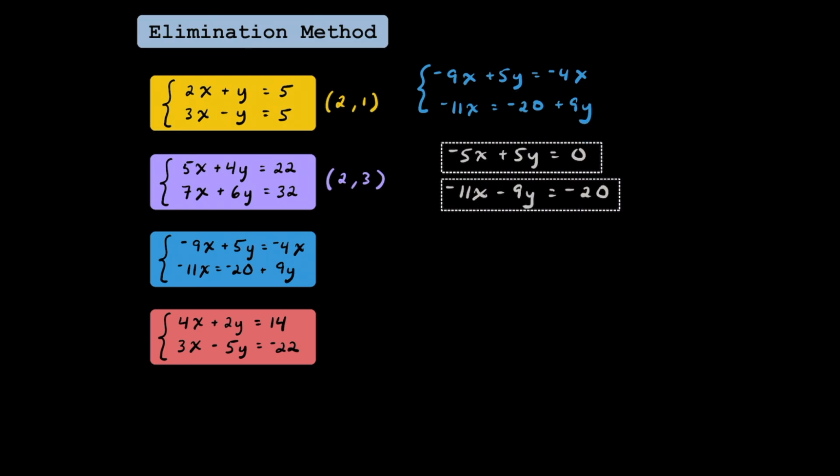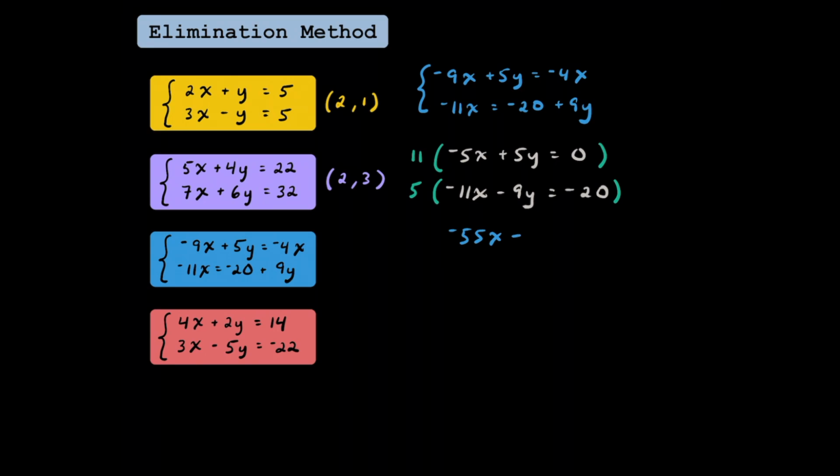Now we can use elimination to solve this system. In this problem, I'm deciding that I want to eliminate the x's. I'm going to multiply the top equation by 11 to do so. Then I'm going to multiply the entire bottom equation by 5. 11 times negative 5 is going to be negative 55x. 11 times 5y is going to be positive 55y. And 11 times 0 is just going to be 0.